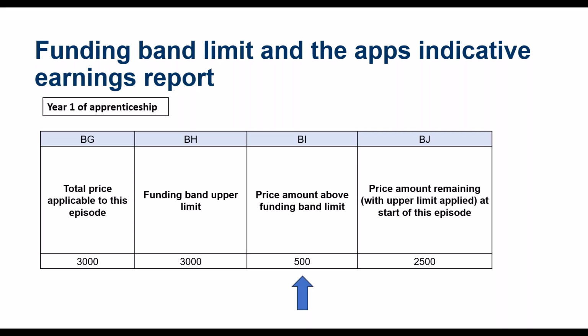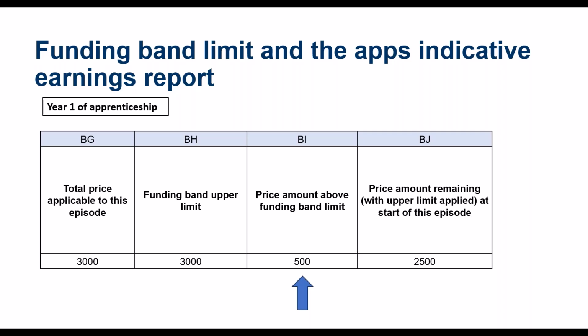So in the example above, we have an apprenticeship in year 1. The total price applicable to year 1 is £3,000, which is what you put in your ILR. The funding band limit, as per BH, is also £3,000. This being the maximum amount which can be released for an apprenticeship of this type per learner. However, in this specific case, as per column BI, you're £500 above the funding band limit. You would ask how that can be.